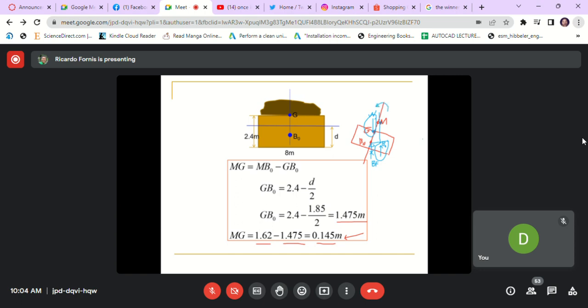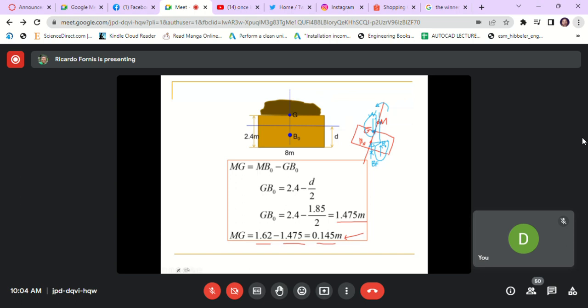Klaro? Klaro ra, sir. Klaro ra, no? Yes, sir. So, klaro siya nga matawag na tog stable because there is a restoring moment. Iyang i-restore ang original or ang tilted na position so that it will go back to the upright position.